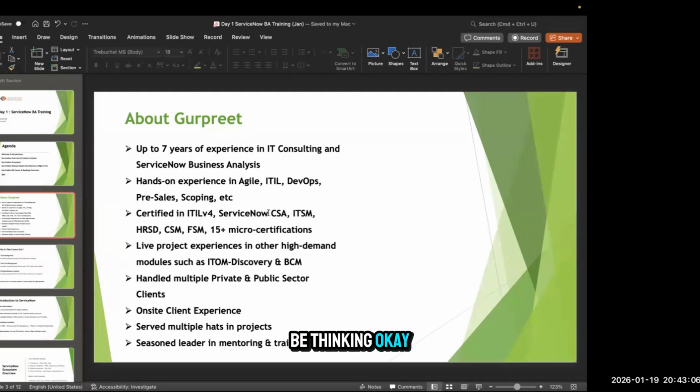You must be thinking, okay, we are here to get to know about ServiceNow, but what is she speaking about, ITSM, HRSD, CSM? These are just the different areas in ServiceNow. Just like you go into a mall, you have a food area, you have something to buy clothes, you have a theater. Similarly, in ServiceNow, we have ITSM, HRSD, CSM. These are the different areas our industry needs to work efficiently. I have had experience with both private and public sector clients, and on-site client experience as well. And I have worn multiple hats.